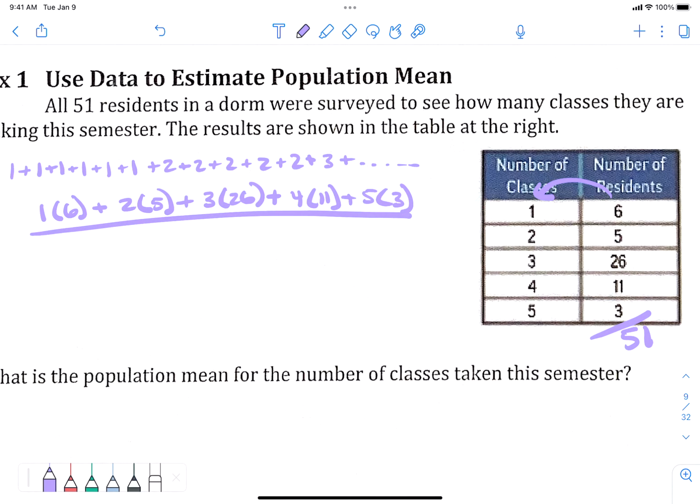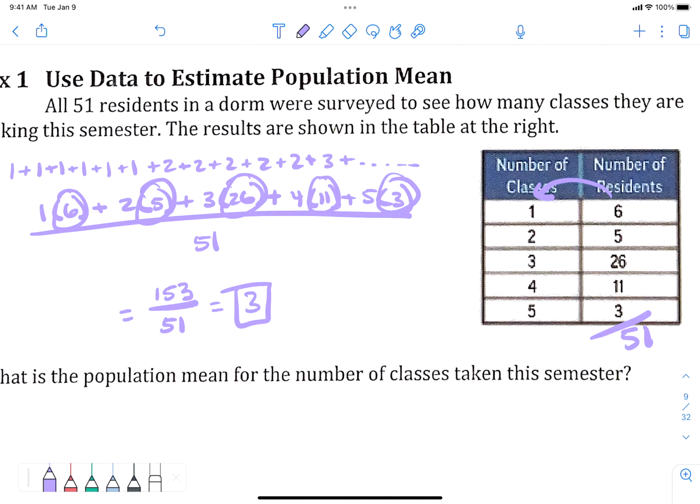Oh, wait. That was when it was percentages. These weights all inside here add up not to be 1. They add up to be 51. So we're going to divide that. If you add it all up together, you get 153 divided by 51. 3. Which is kind of boring because 3 is right in the middle anyway.